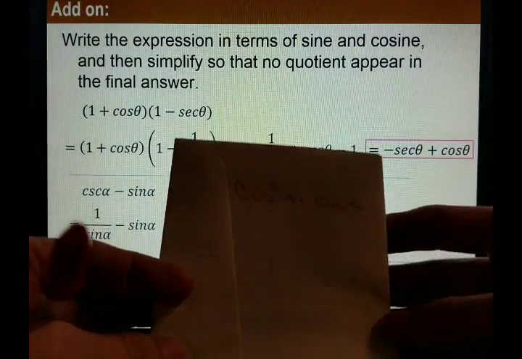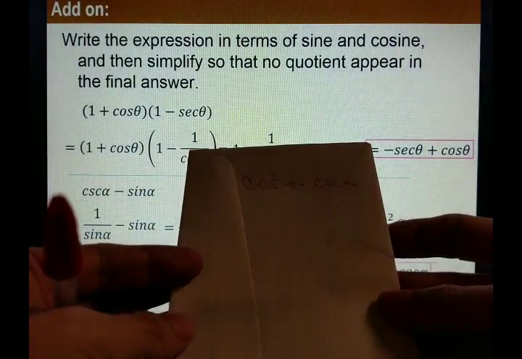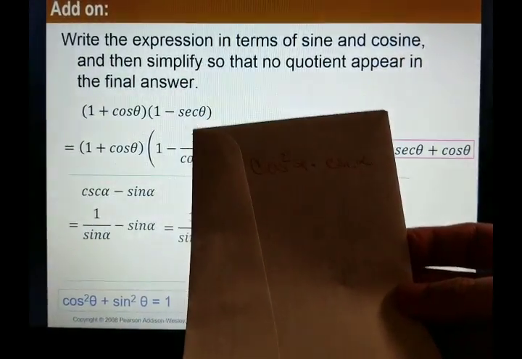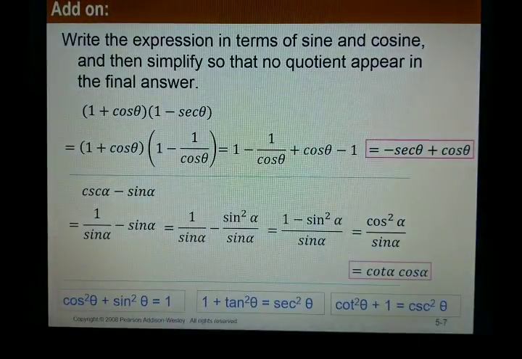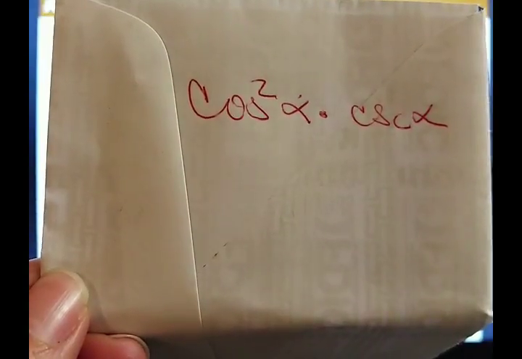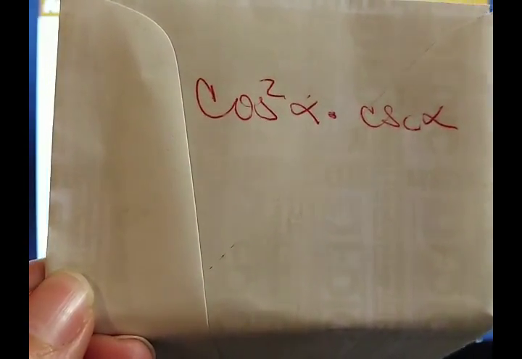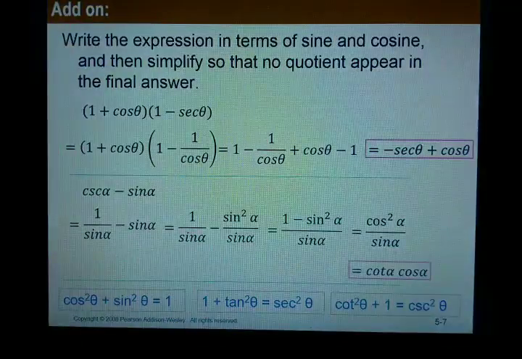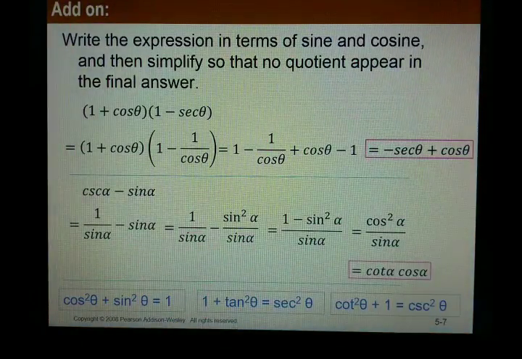It's not going to show up. There we go. It's still not showing up. Darn it. There we go. So you could have written that answer. It would have accepted that. Cosine squared times cosecant.